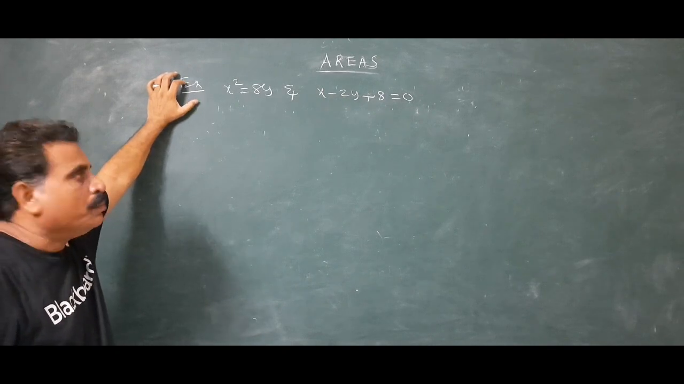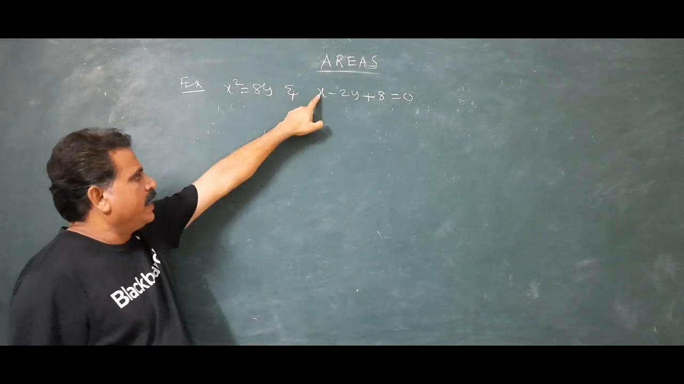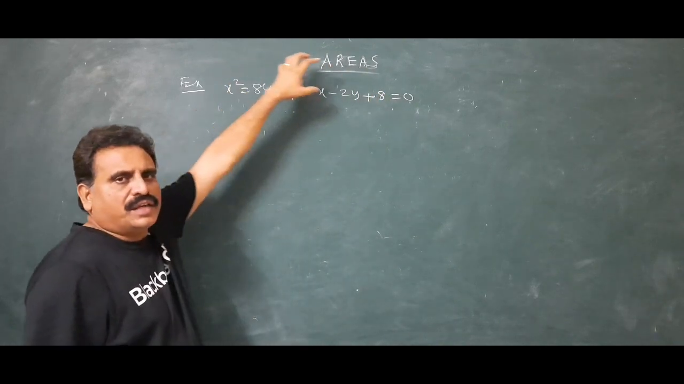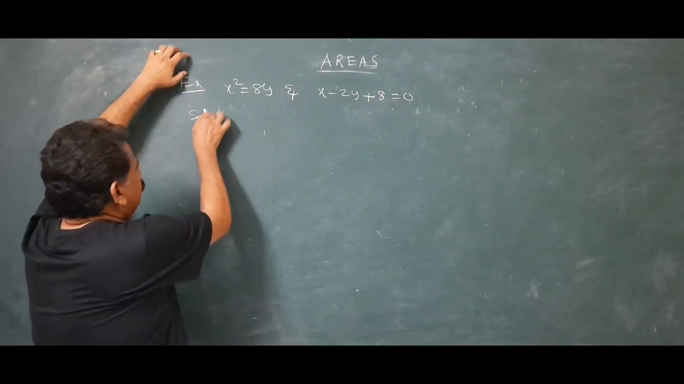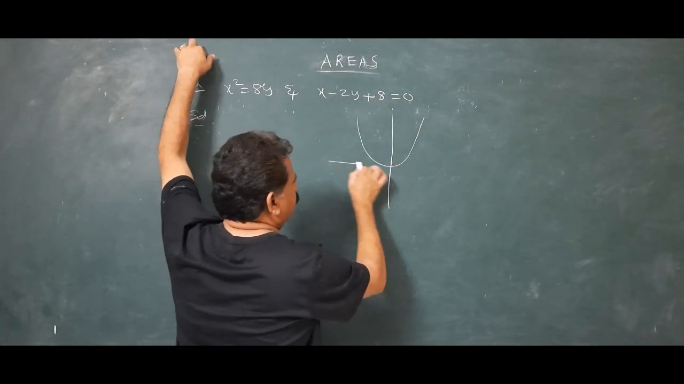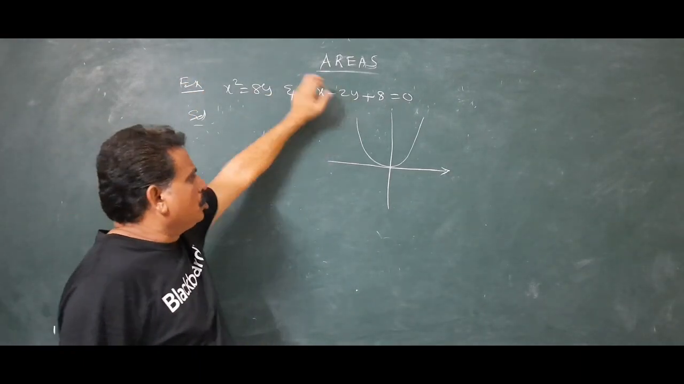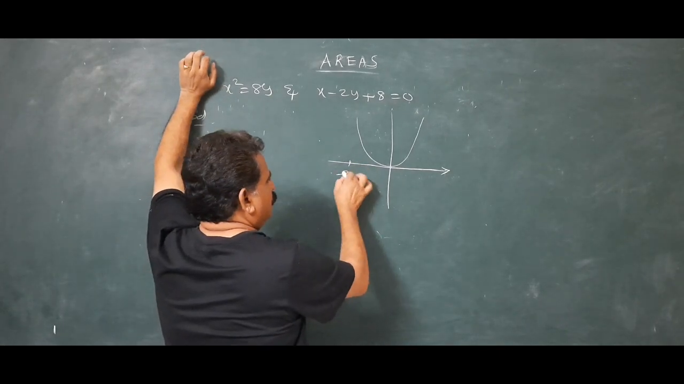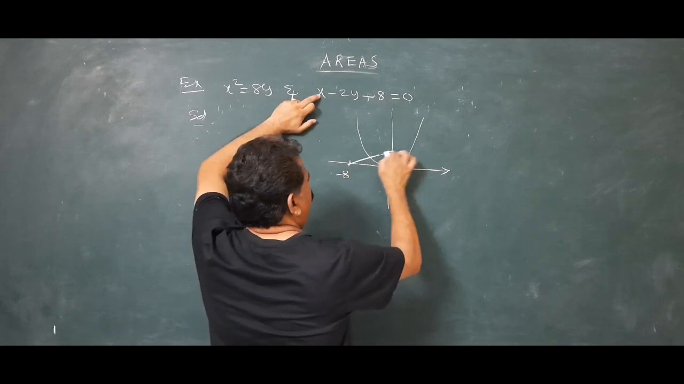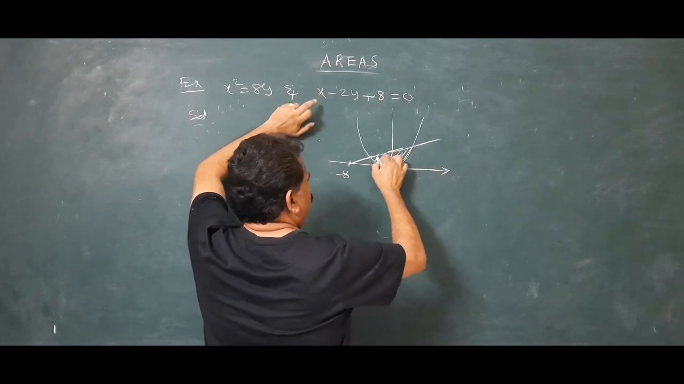Area of the region bounded by x square equal to 8y and the line x minus 2y plus 8 equal to 0. It is a parabola, and it is a line. It is an upward parabola, x square equal to 8y. Next, we draw the line. Y equal to 0, x equal to minus 8. X equal to 0, y equal to 4. Join these two. Now, we have to find the shaded region.